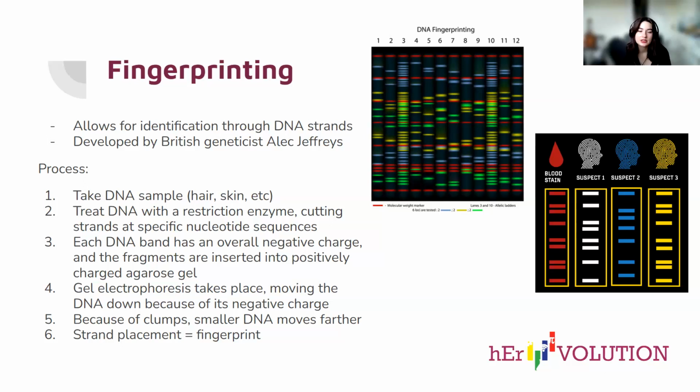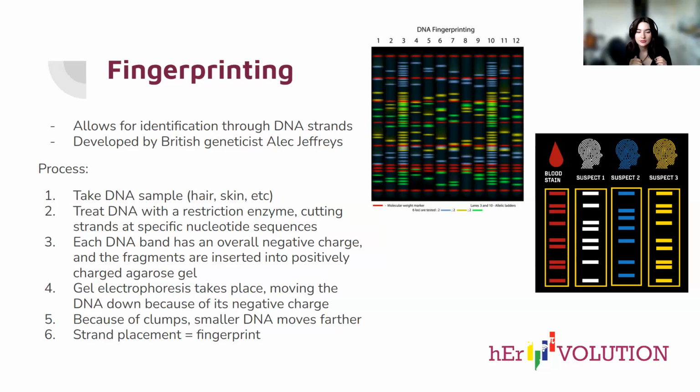And so the process is to take a DNA sample, so hair, skin, anything that contains part of the genetic material, including blood, and to treat the DNA with a restriction enzyme, which cuts the strands at specific nucleotide sequences. So since everyone has different sequences, the restriction enzyme will cut at different parts, meaning that every single person has a different kind of layout of how it's going to be cut. And each DNA strand has an overall negative charge. So these fragments are inserted into a positively charged agarose gel. And this gel is where gel electrophoresis takes place.